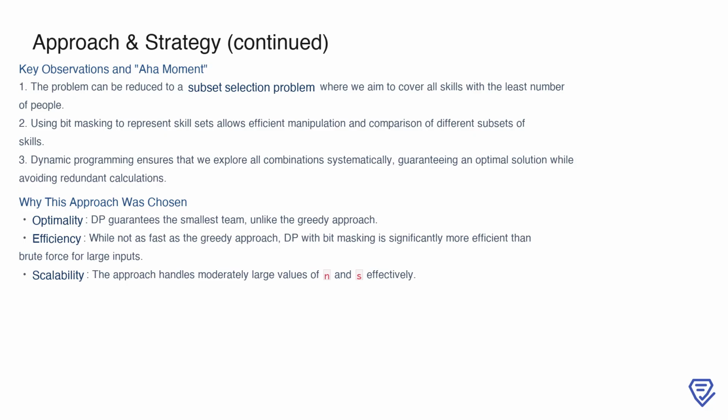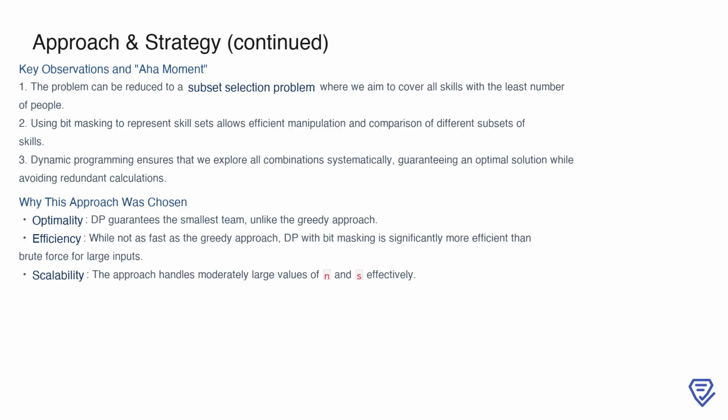First, the problem boils down to a subset selection challenge. We need to cover all required skills using the minimum number of people. Representing skill sets as binary masks allows us to efficiently handle and compare subsets of skills. For example, a skill set can be represented as a binary number where each bit indicates whether a specific skill is covered. This makes it easy to combine skill sets using bitwise operations.